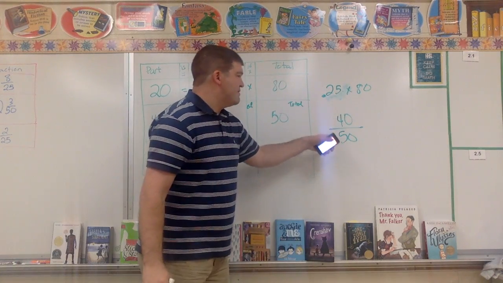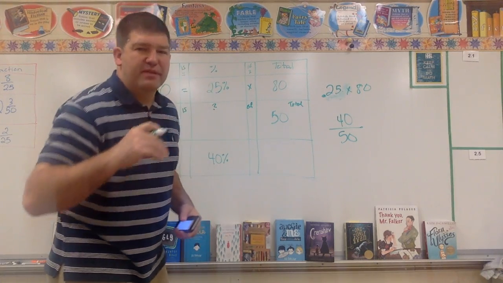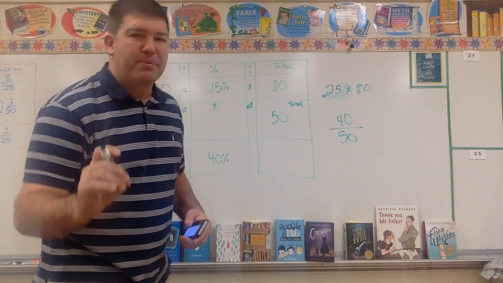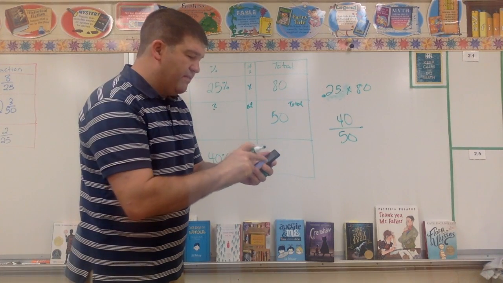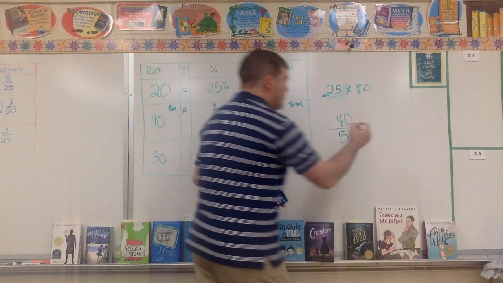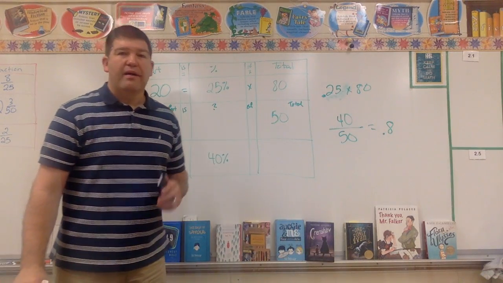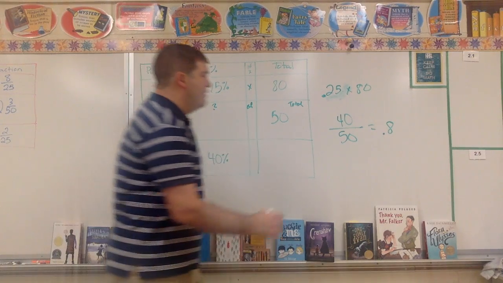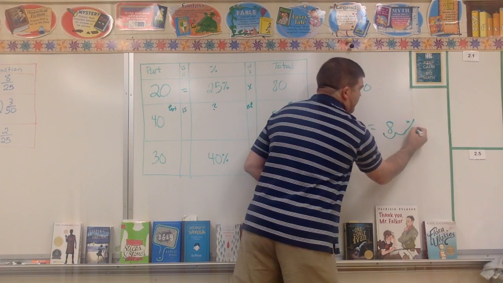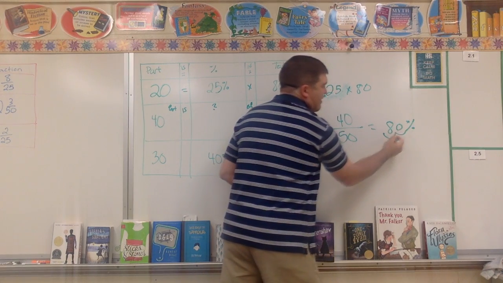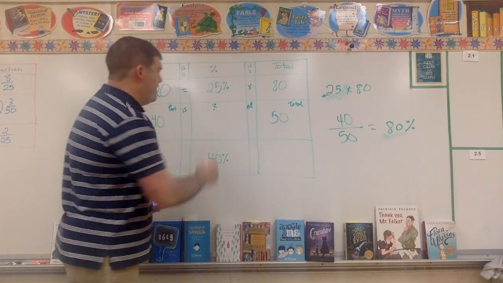Now, I have this in a fraction. I can easily make this into a decimal. Then I can turn that into a percent. Okay? So let's do it. 40 divided by 50 equals 0.8. Now, I want to put that into a percent because that's what I need. So I go over 1, 2. I need a 0 right here because I had a space. And then I can get rid of this. So it is 80%.